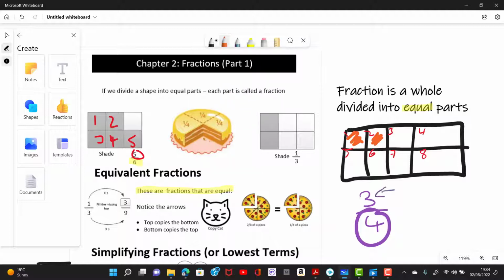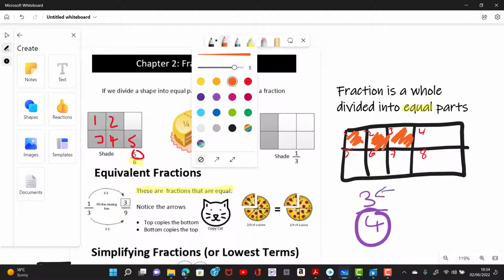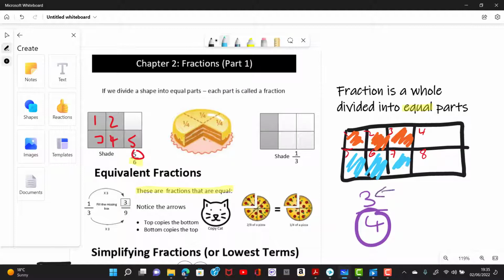So 1, 2, 3. Then we'll choose a different 4 parts, the bottom 4 parts, and shade in 3 of those too. Let's choose a different color. In total, how many have we shaded in? We have shaded in 6. And how many boxes are there? 8 in total.